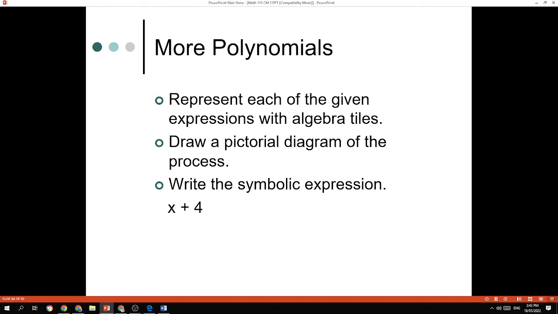So represent each of the given expressions with algebra tiles. Draw a pictorial diagram of the process. Write the symbolic expression. Example, x plus 4. So I'll be having 1 green rectangle, then I'll be having 4 yellow squares. So before introducing factoring using algebra tiles, students should know how to create expressions using the algebra tiles. So this is the representation of x plus 4 using algebra tiles.